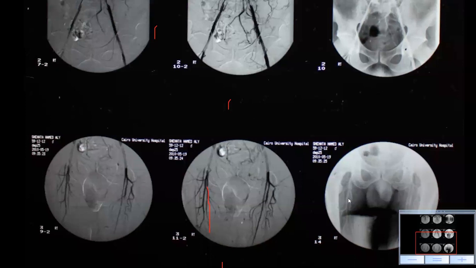And what does it show? It shows the block on the right side. It shows the blockage of the SFA. No, but it showed something in the iliacs in the first place. Yes, it showed something in the iliacs. You've been talking about the iliacs, and this is the same image. It's a continuation. But what did it show in the iliacs?